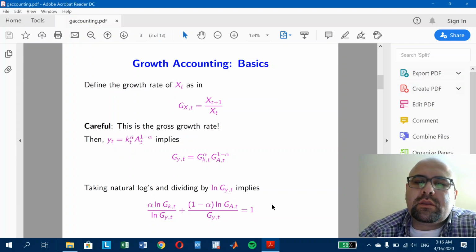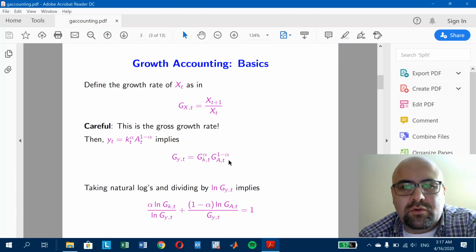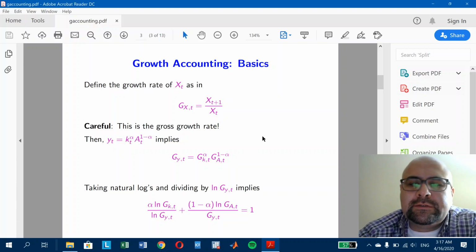The growth literature originally focused on this: since y and k are basically observed, assuming some value for alpha eventually allows us to calculate the growth rate of A, or TFP, or Solow's residual.